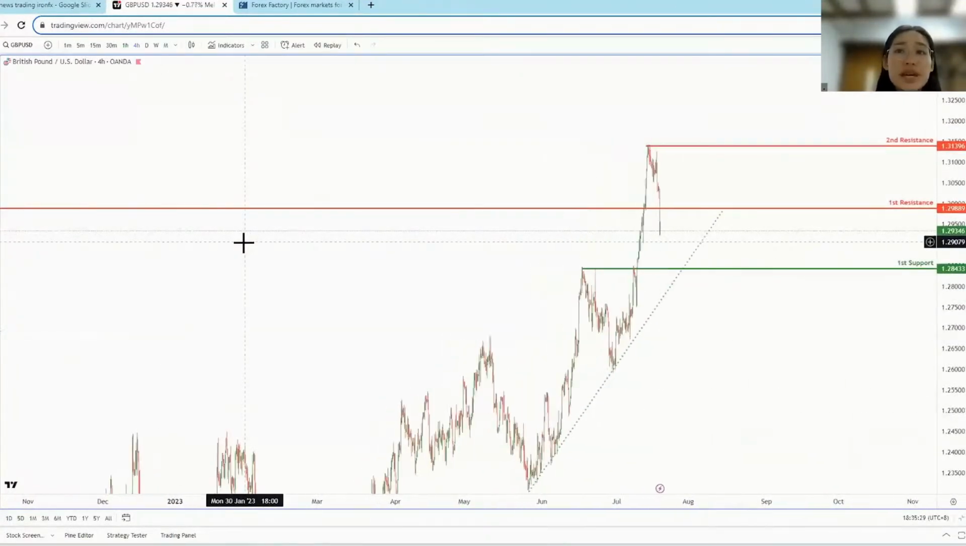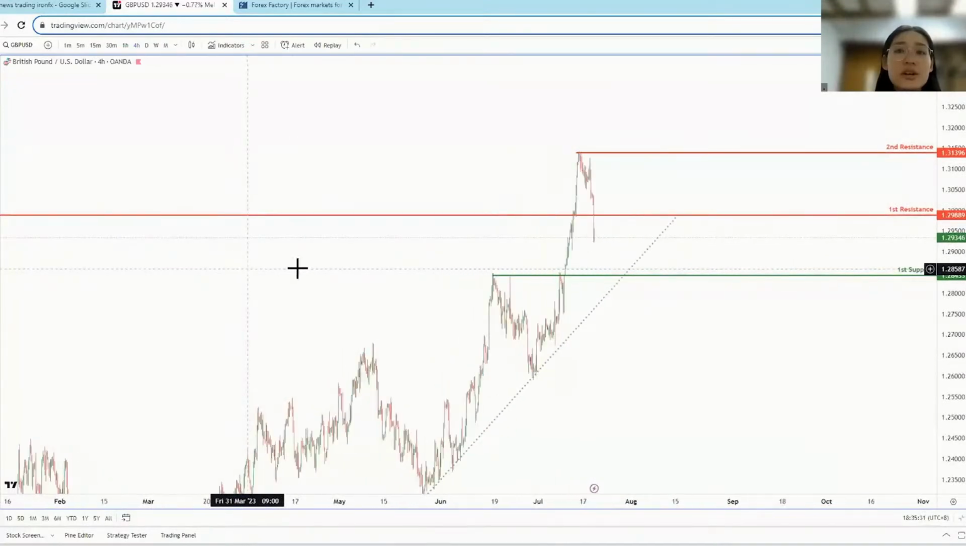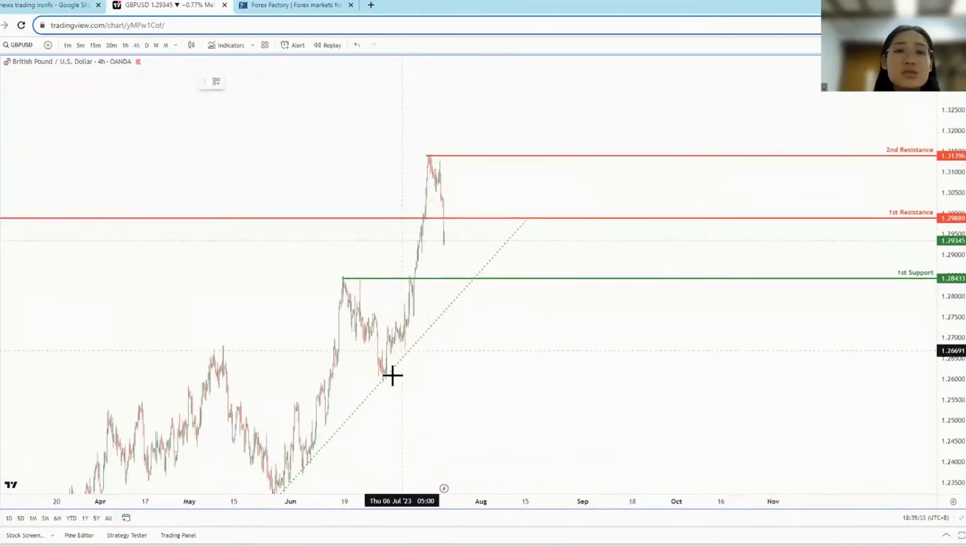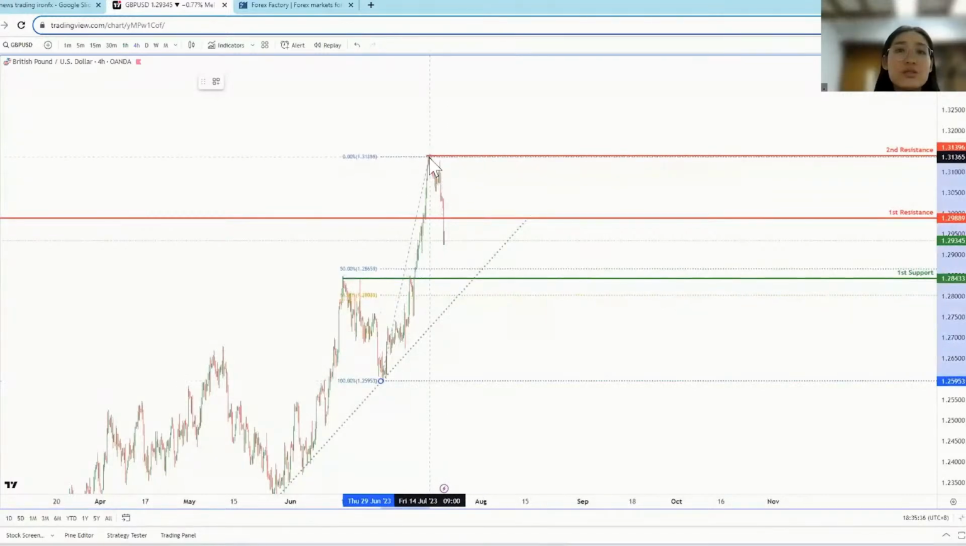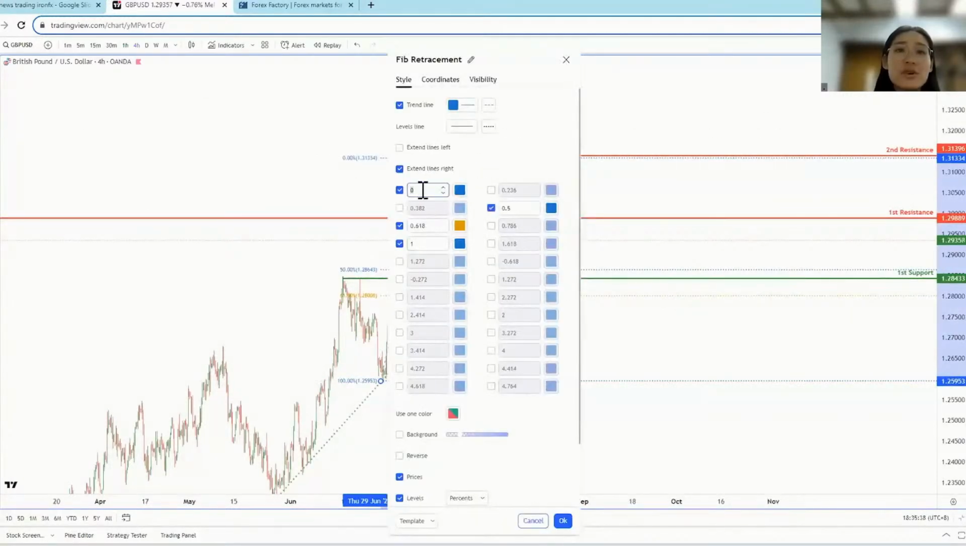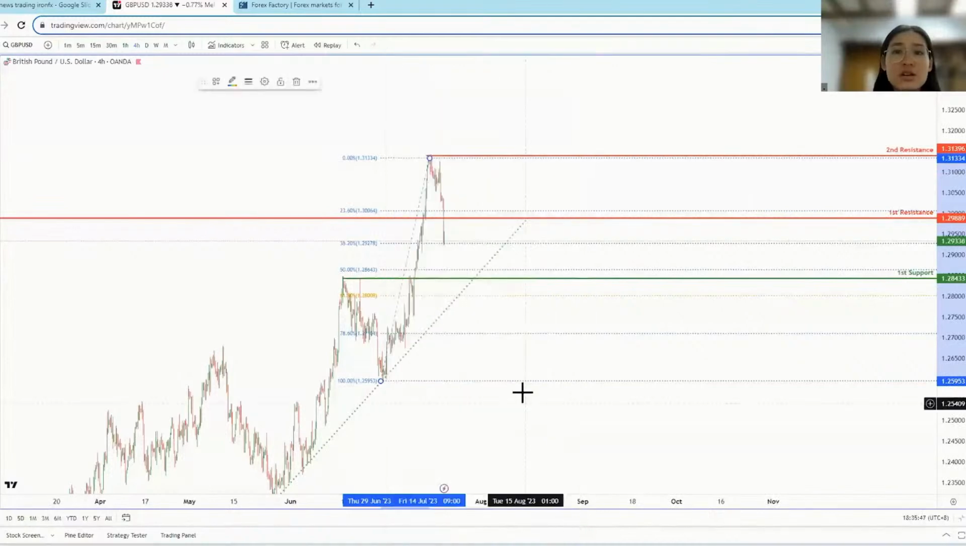Okay, now that we have that, I'm going to go in with some Fibonacci levels. Here I have a Fibonacci retracement first. For the Fibonacci retracement, we are using these 5 levels: 23.6, 38.2, 50%, 61.8, and 78.6.